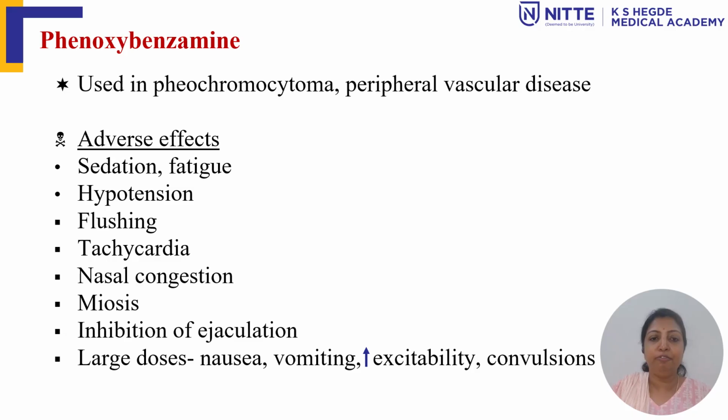Phenoxybenzamine is mainly used in pheochromocytoma. We saw pheochromocytoma in part 1, where pheochromocytoma is a tumor of the adrenal medullary cells where there is excess release of catecholamines. So phenoxybenzamine can be used in inoperable cases, malignant tumor, or before surgery. They can also be used in peripheral vascular disease.